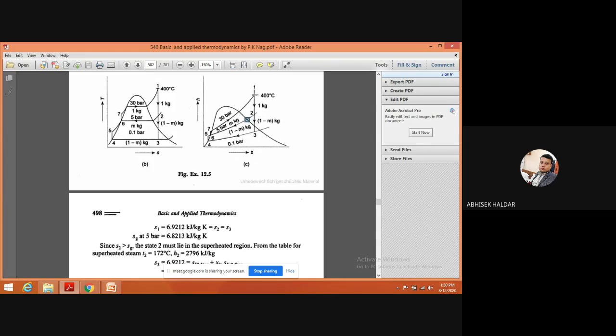If you get this point and drop down this line, you can check the intersection with the 5 bar line to see where the point is. You can easily locate it from the steam table also. They are comparing from the steam table. That can also be done.